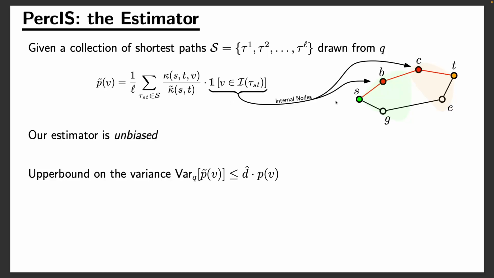In this specific example, once we sample the shortest path between s and t, we will update the score of b by kappa of s of t of b over kappa tilde of s of t, and the score of c by kappa of s of t of c over kappa tilde of s of t. We proved that our estimator is unbiased, and we proved an upper bound of the variance for the estimates of each node v. Indeed, we showed that the variance of the estimates of a node v is upper bounded by the maximum likelihood ratio d hat of the importance distribution times the percolation centrality of a node v.